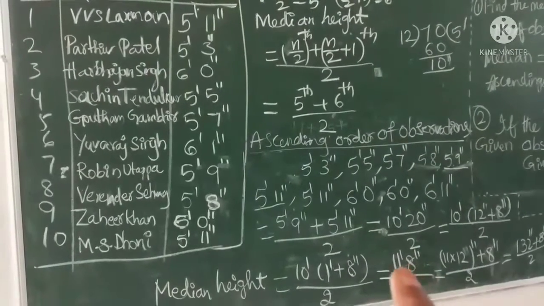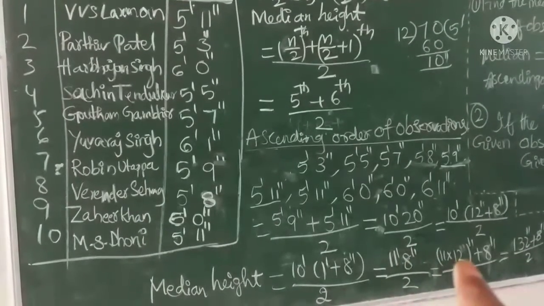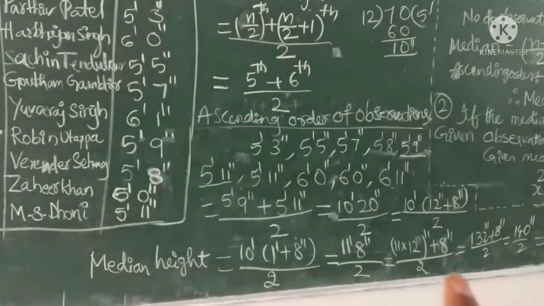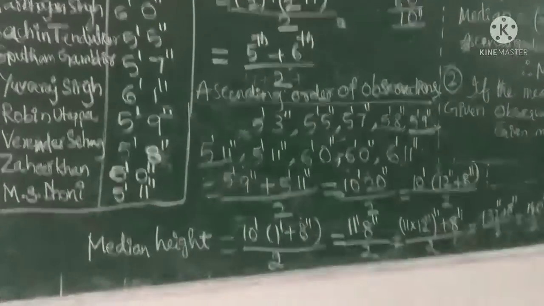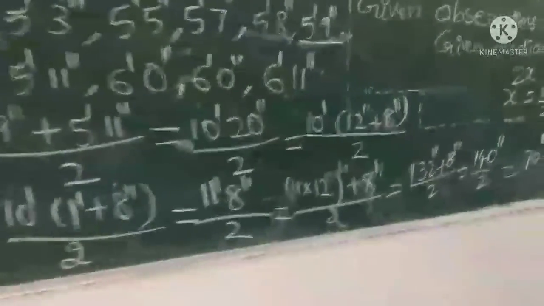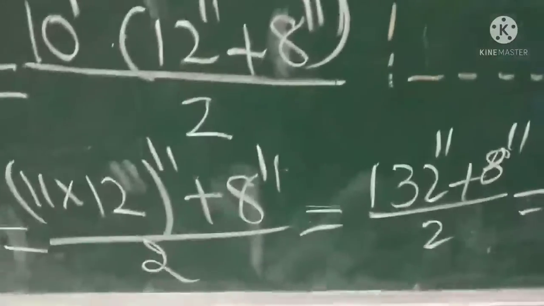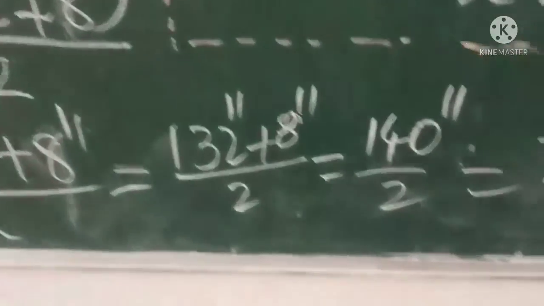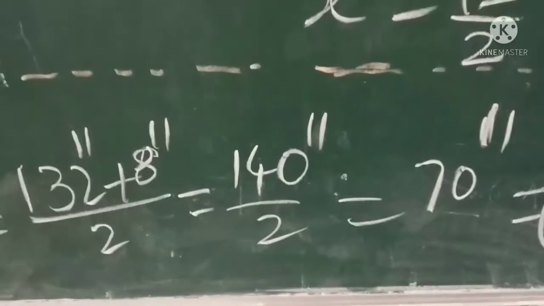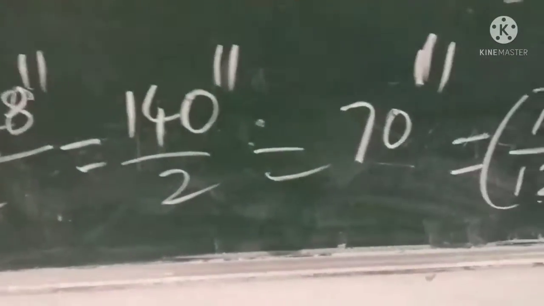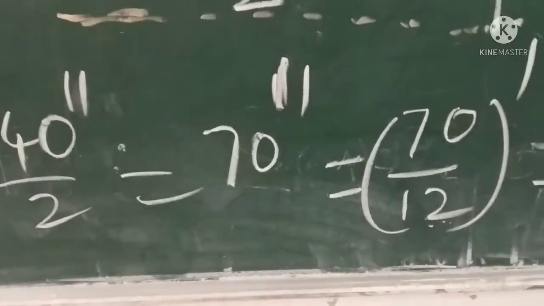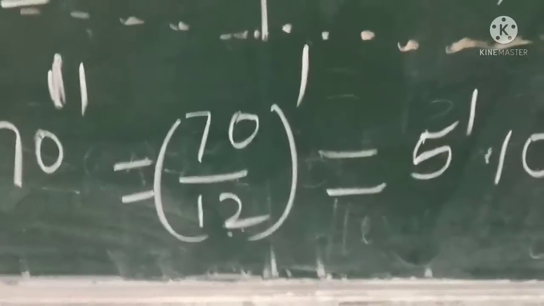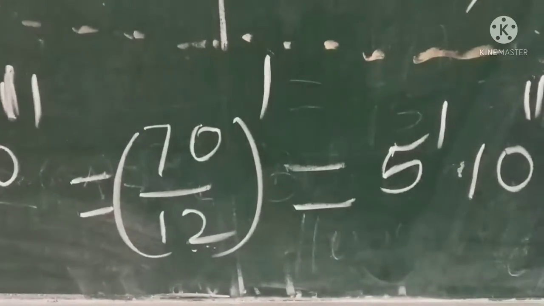To convert this 11 feet into inches, we have to multiply by 12. So, 11 into 12, 132 inches, plus 8 inches. It is 140 inches divided by 2. As we know, it is 70 inches. To convert this 70 inches into feet, we have to divide it by 12. Then it is converted into feet. 70 by 12 feet, answer is 5 feet 10 inches.